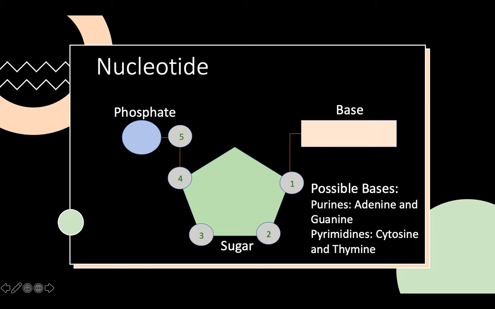So here we have a diagram of a nucleotide, starting at carbon 1 on the right. This is where our base attaches, and we have possible bases of purines, which are adenine and guanine, or pyrimidines, which is cytosine or thymine.